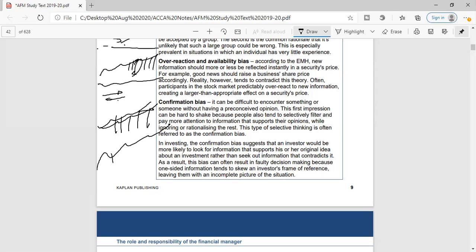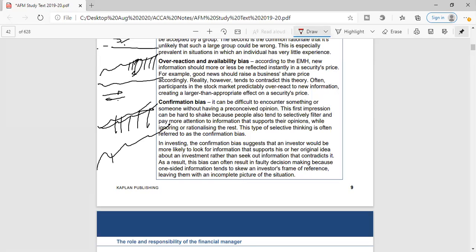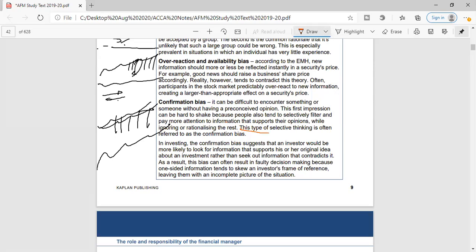So confirmation bias: the first impression can be hard to shake because people also tend to selectively filter and pay more attention to information that supports their opinion. The mind is pre-programmed to find information which supports your theory. Be careful with such bias in the mind, and everyone suffers from such bias. Many people have lost millions. Almost every day, somebody is losing money because of confirmation bias.